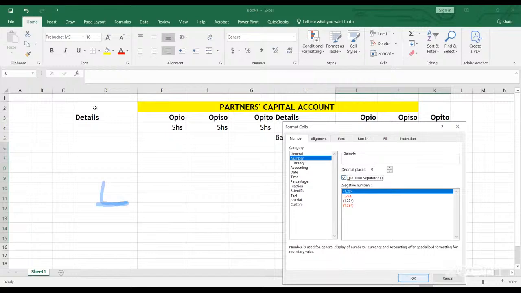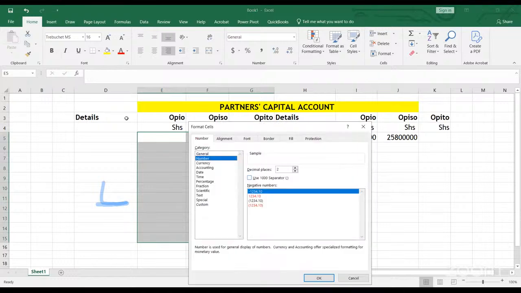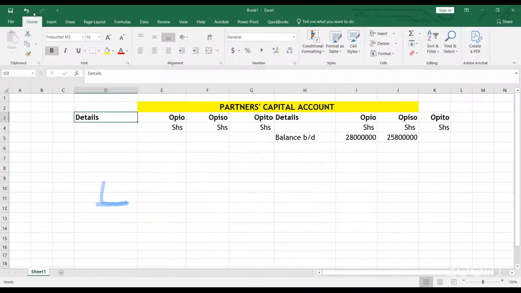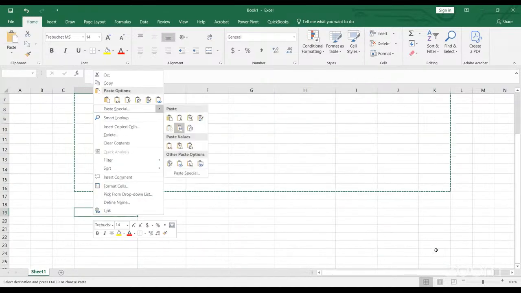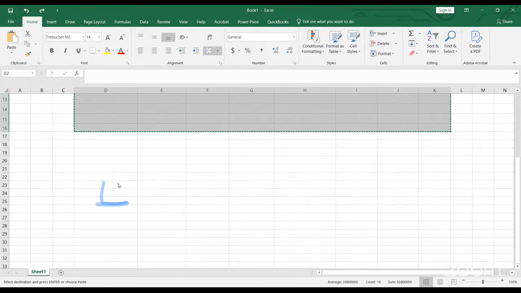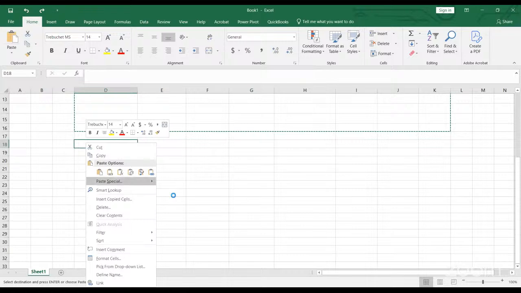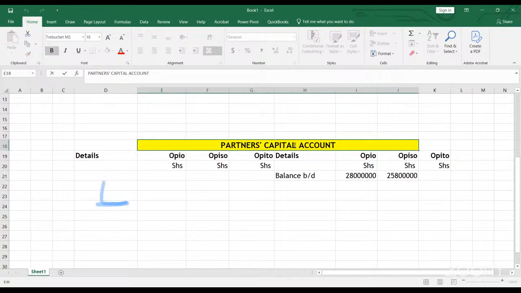So this is the partners' capital account. Let us also prepare the current account. There is just a draft that we're going to come and complete, and then we see what to add in there. This will be the partners' current account.